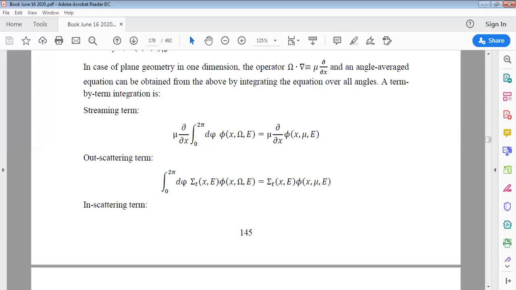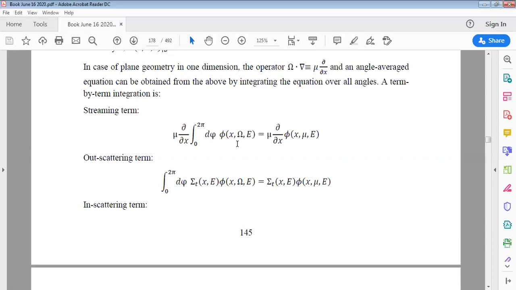You can see graphs, you can see solutions, and it's absolutely fabulous. Okay, so now let's look at a plane geometry in 1D. So the omega dot grad becomes mu d by dx in the geometry I showed you above. And let's average over all the angles.